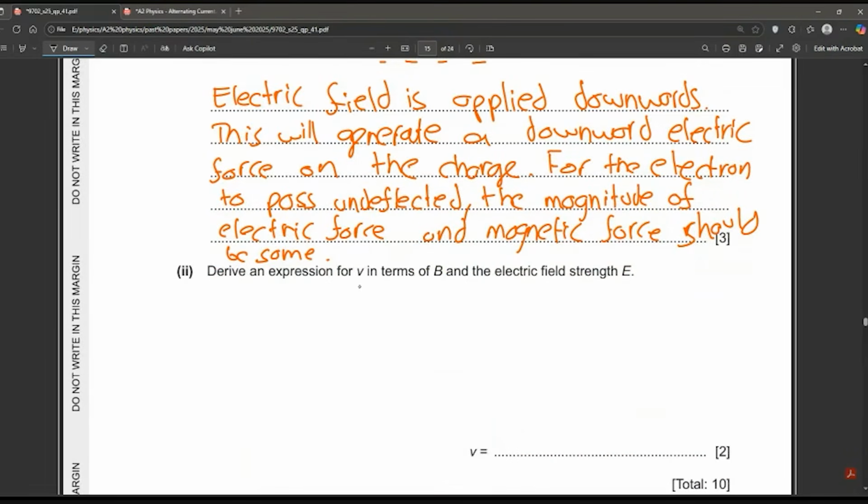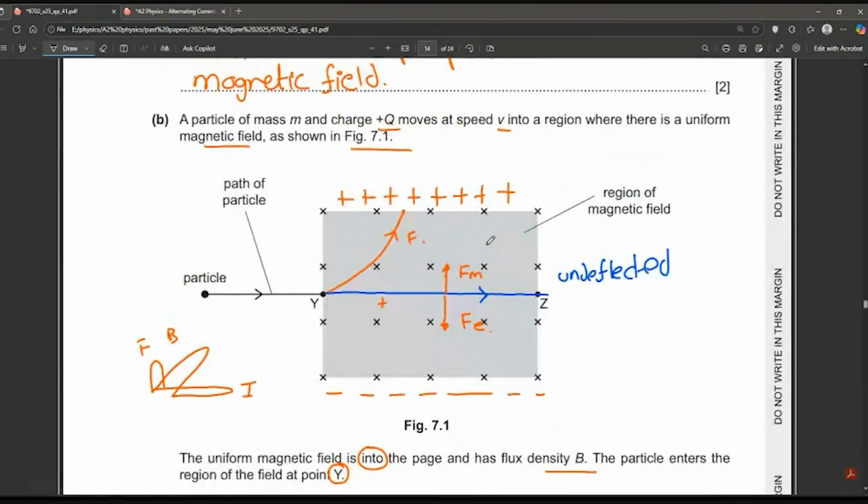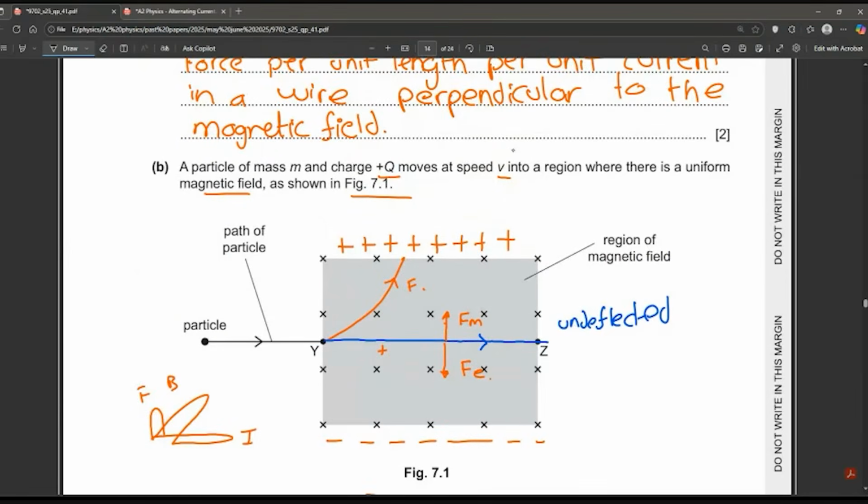Derive an expression for V in terms of B and electric field. Okay. So what is V? Child, what is V? First see this. V is defined by them. Yes. V is the speed at which the electron is moving inside this region.